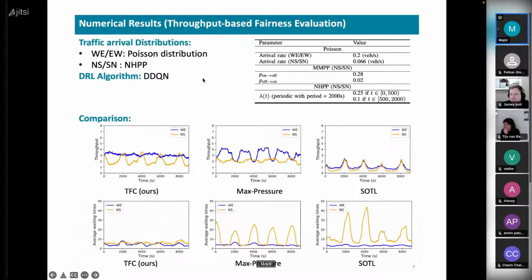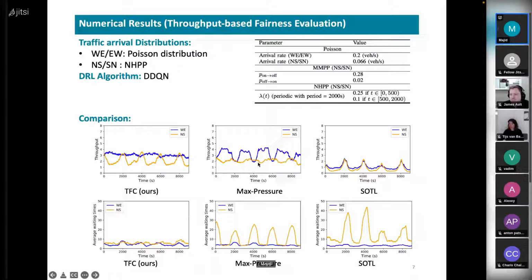And the other experiment is where we are considering the effect of different traffic flows on each other. So here the east-west bound has Poisson distribution for the arrivals, but the north-south node has a non-homogeneous Poisson process where we have periodic changes or surges in traffic. And here are the parameters for the period and also the values that the arrival rate can get.